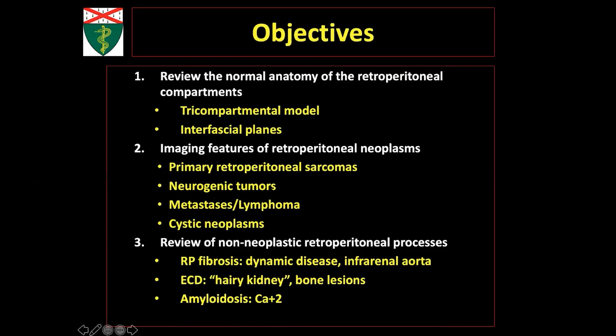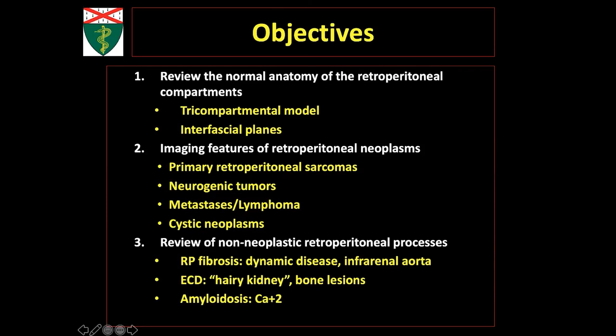We talked about a few neurogenic tumors. Remember the target sign with neurofibromas. Remember the hypervascularity with parasympathetic tumors. Metastases, lymphoma as well. Remember lymphoma lifts the aorta. We talked about the sandwich sign. We talked about lymphoma enveloping structures not causing damage or obstruction. Then we talked about a few cystic neoplasms, namely lymphatic malformations and tailgut cysts. We finished off with these non-neoplastic retroperitoneal processes.